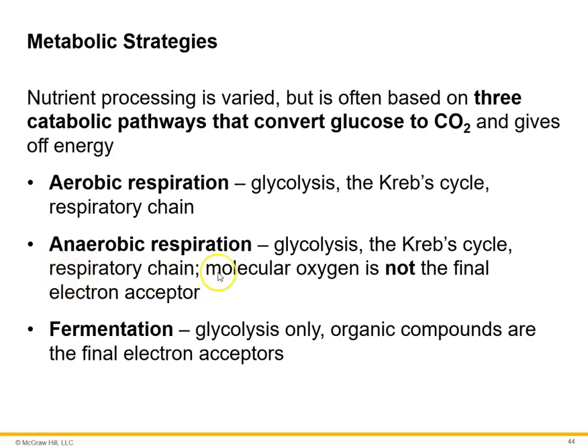You can have anaerobic respiration. This is going to be glycolysis, Krebs cycle, and a respiratory chain as well. But at the end of this respiratory chain, oxygen is not the final electron acceptor. And then finally, you can have fermentation. This is a low energy producing process in which only glycolysis is involved.